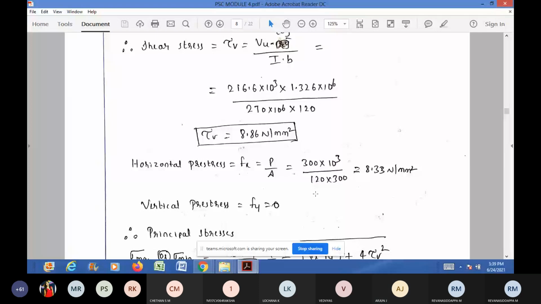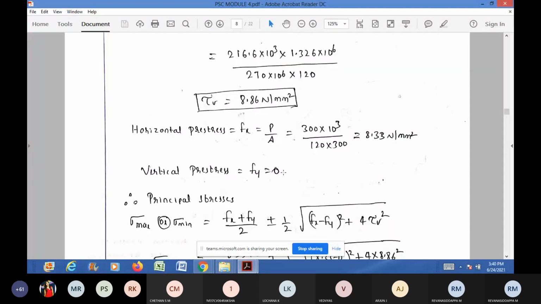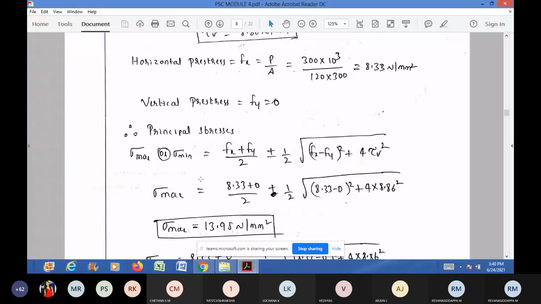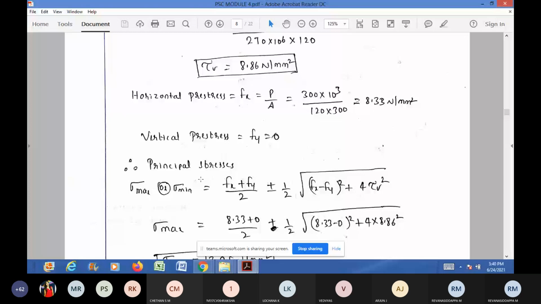Yes, sir. Next, the vertical pre-stress Fy will be 0 because no vertical cables are given. Vertical pre-stressing is not given. Fy equal to 0, you take it as 0. Write this formula. Principal stresses, sigma max or sigma minimum, is equal to Fx plus Fy whole divided by 2, plus or minus half into under root Fx minus Fy whole square plus 4 tau v square. All the parameters required are known.